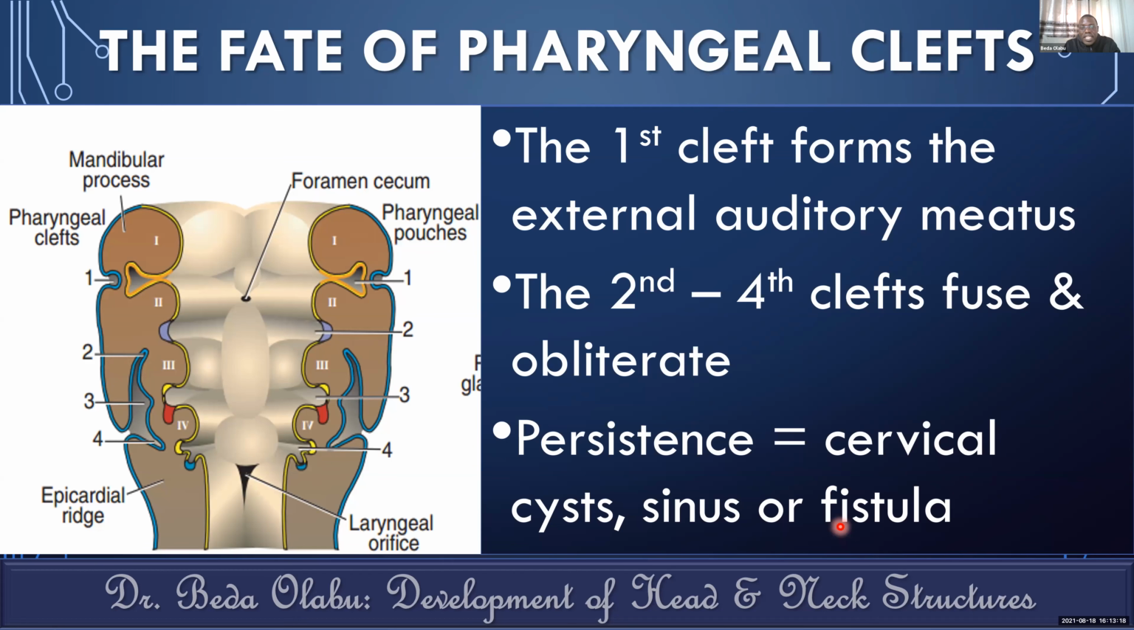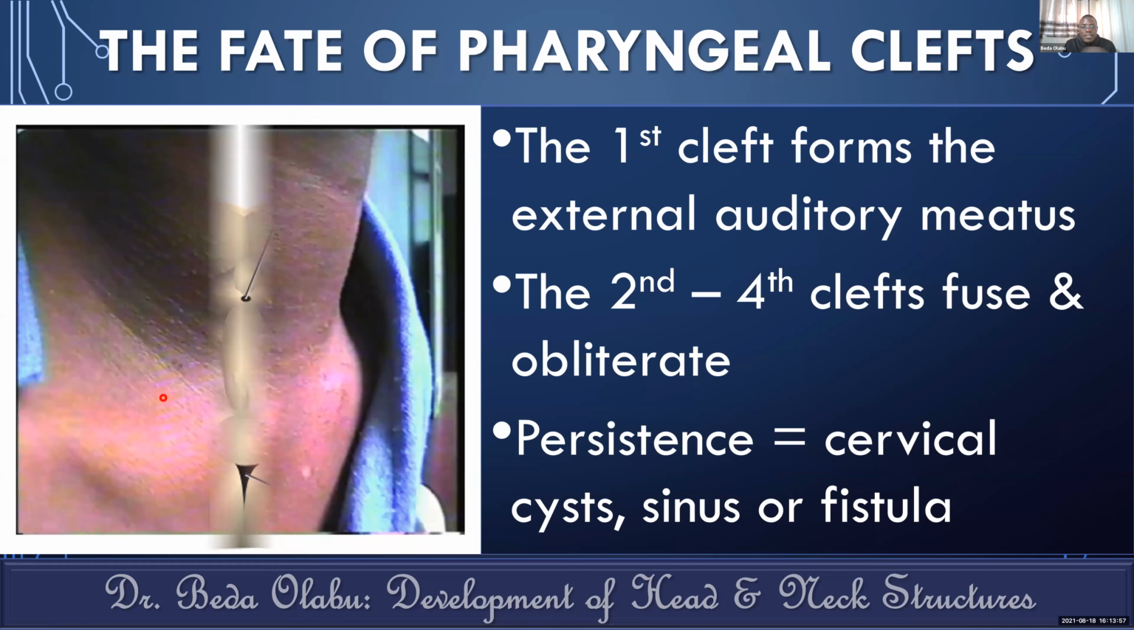A cyst is an enclosed space without any drainage. A sinus is a tract with a blind end. So that means that that sinus could be opening on the skin, like here. It could be opening on the skin, but has a blind end. That becomes a sinus. A fistula is an abnormal channel that connects two epithelial surfaces. In this case, it will be connecting the skin on the external and the mucosa of the pharynx on the internal side. So persistence of the cleft can give you any of those 3 entities.